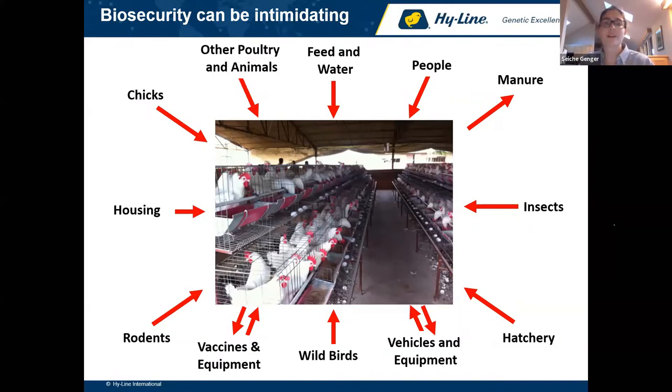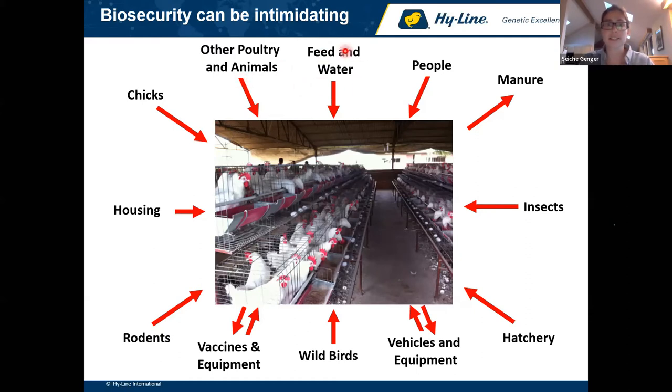Well, these are the primary areas of biosecurity, and there's a lot of them. It can be very intimidating to think about, especially when we start talking about open-sided houses with outdoor access and limited control. It's easy to point a finger at somebody having a closed house that's tunnel ventilated and everything is under a really strict regimen. But then when you have an open house, how do we handle the same things with wild birds flying in and out, with rodents and things? So we want to focus on keeping poultry and other animals off the farm and away from our birds.